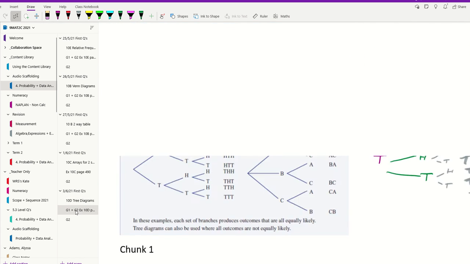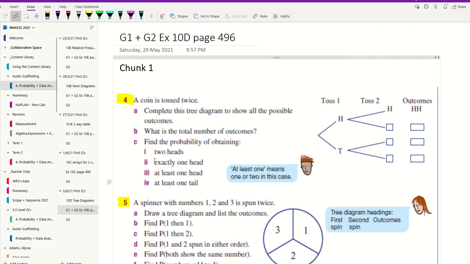If we come and have a look at our problems, what do you have to do? For question 4, it's very, very similar. It is exactly that example. Construct that tree diagram, work out your outcomes, and the questions are almost exactly the same. Complete the tree diagram. What's the total number of outcomes for B? C1, probability of obtaining 2 heads. Next one, probability of obtaining exactly 1 head. The third one, at least 1 head, so you can have 1 head or 2 heads. And 4 was at least 1 tail.